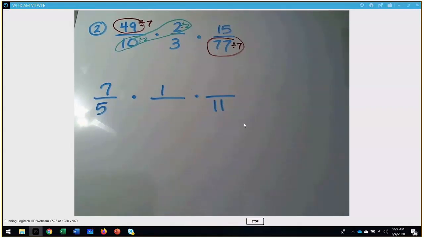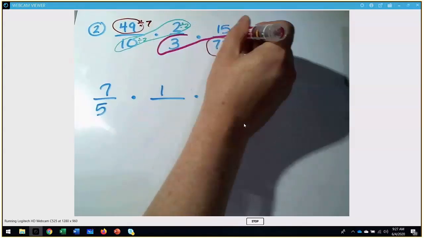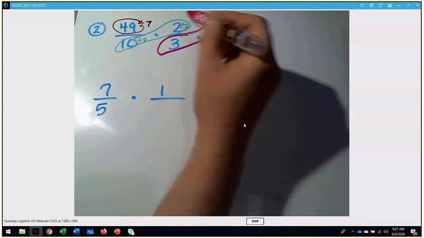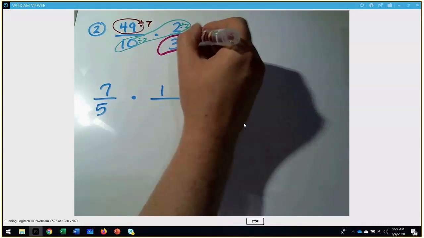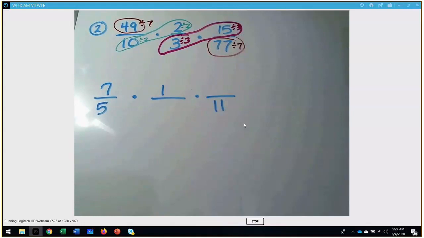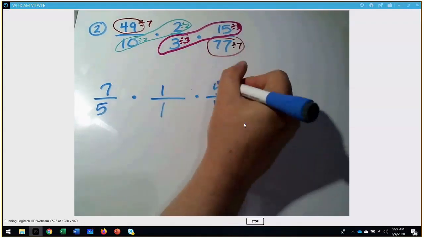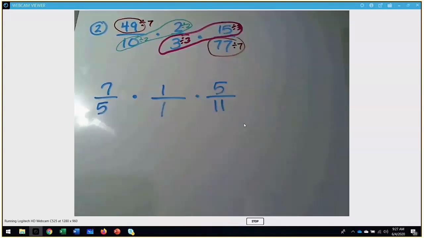Let's see. And then you can do 3 and 15. Yep. We'll do these 2 here. Those are both divisible by 3. 3 divided by 3 is 1. 15 divided by 3 is 5. Here's what I got now.